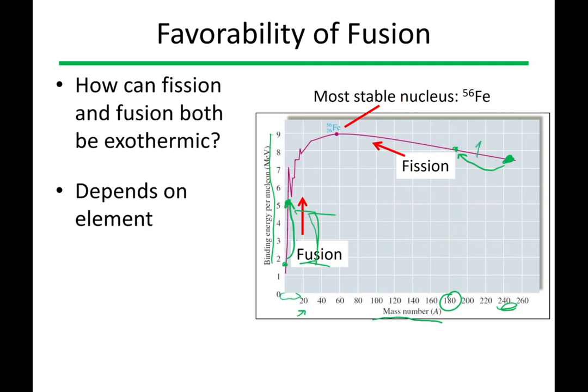So energy will be released in this case as well. If we look, this will be true on the two sides all the way until we get to the highest peak on this graph, which is occupied by iron-56.